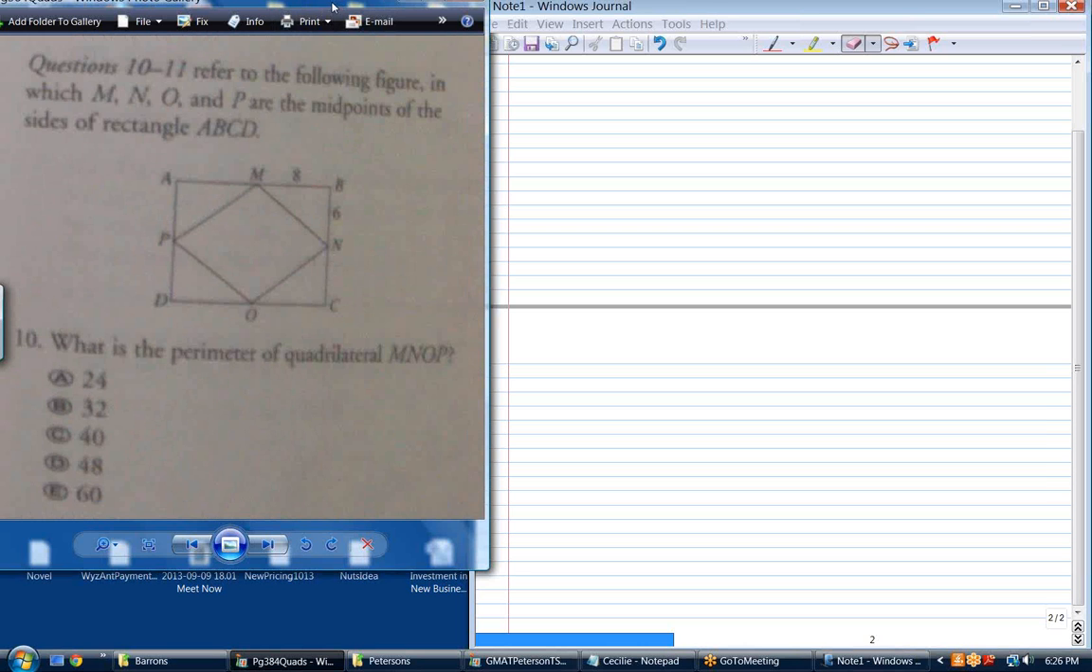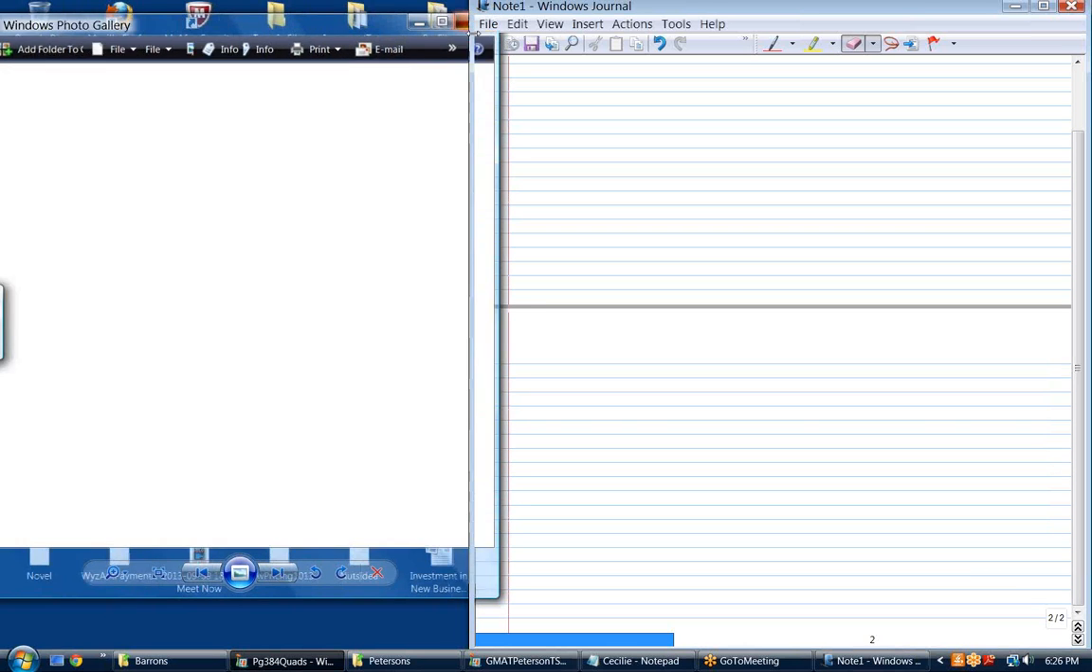Let's see, I can go to another page here. This is 384.